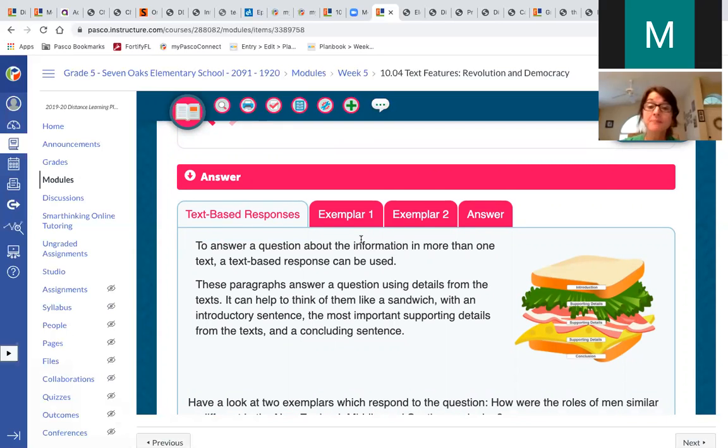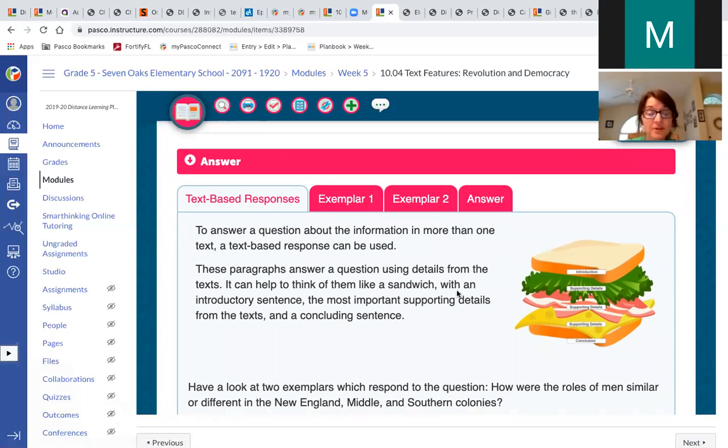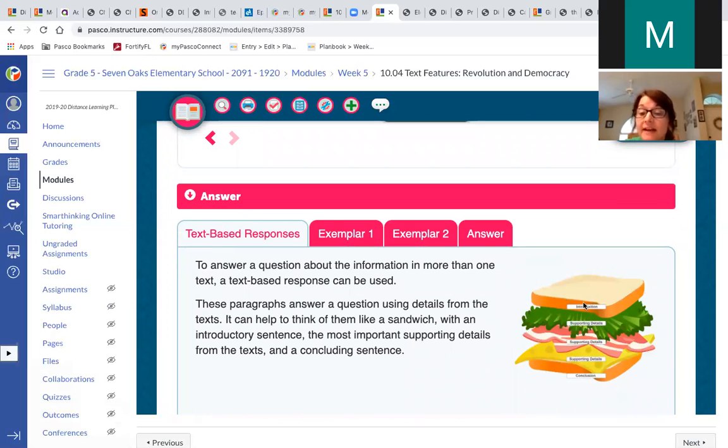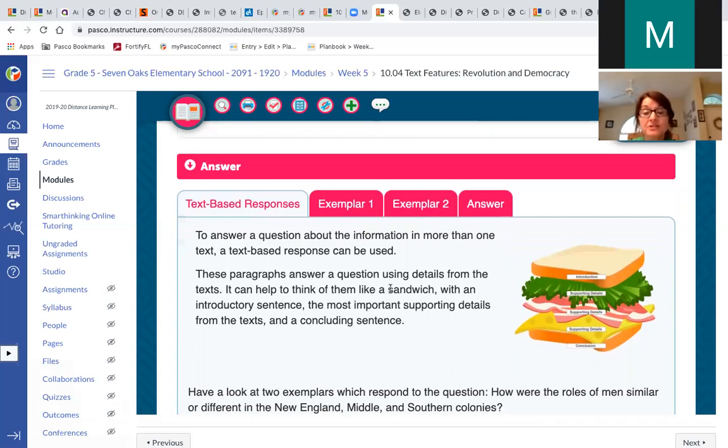Which one is the better response? They have exemplar 1 and exemplar 2 and the answer. So they give you this sandwich to look at. So it's important to remember that when you are responding to text and you have a body paragraph, you need to have that introduction sentence. You've got to have your supporting details. They show 3 here, and then a conclusion statement, or sentence. So these paragraphs answer a question using details from the text. So again, when you think of them like a sandwich and you look at those details, they all help to build and support your answer to the question.